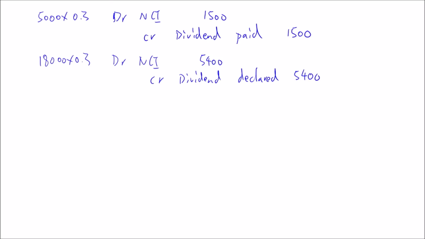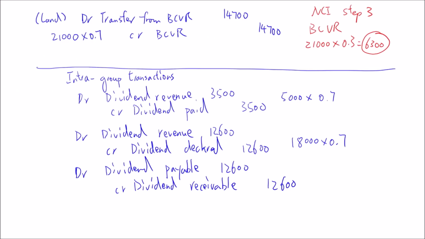So finally, we need to look for reserve. As we discussed in step 2, there's no change in general reserve. So there's no journal for general reserve. But we need to look for whether there's any journal for BCVR, which we already got information from before. As you can see right there, we got this BCVR, and we also say that it's for NCI step 3 because it occurred in the current year. So that one was about land. We also did the calculation as well, which is 6,300.